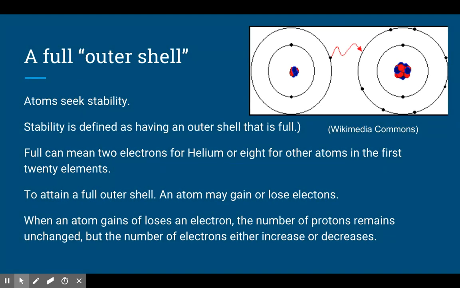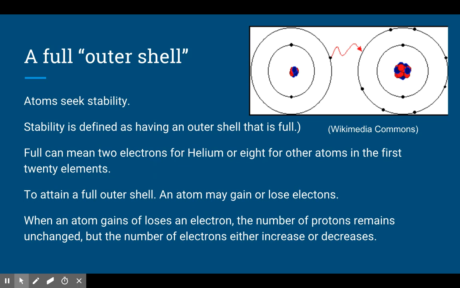So here's a picture that you can look at. We're looking at atoms that are seeking stability. So what is stability? An outer full shell. We talked about helium having 2 electrons for a full shell, and for all the other elements in the first 20, their shell would be filled when there are 8 electrons in the outer shell.